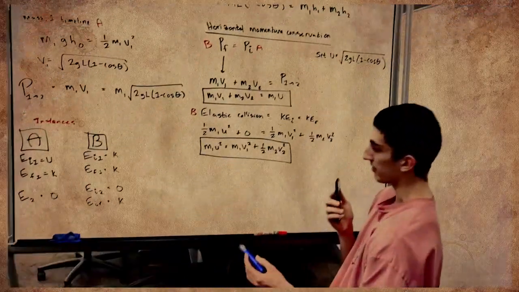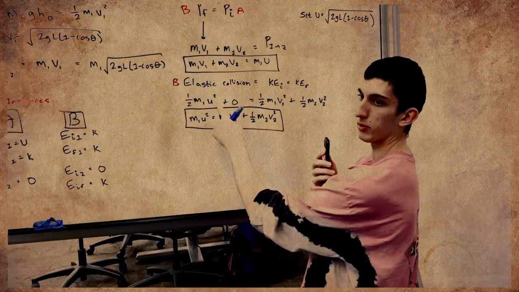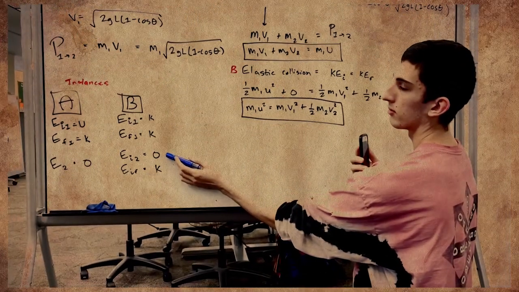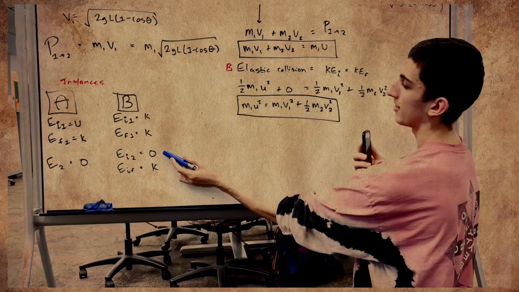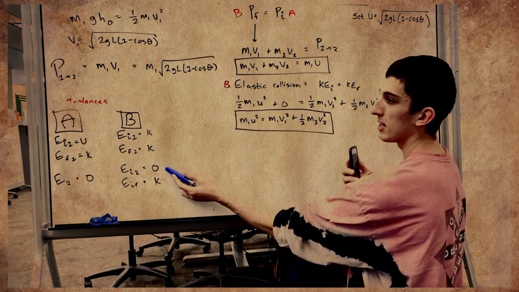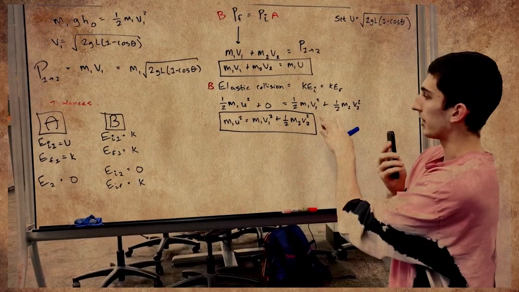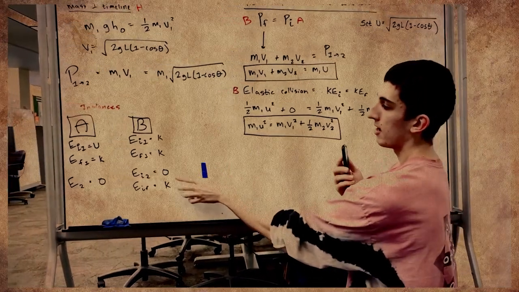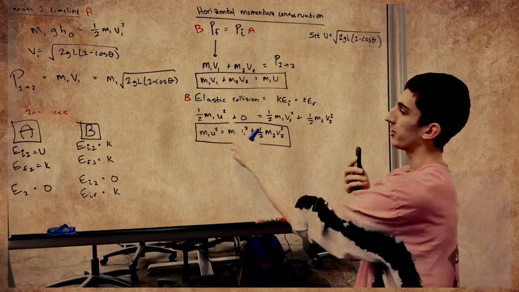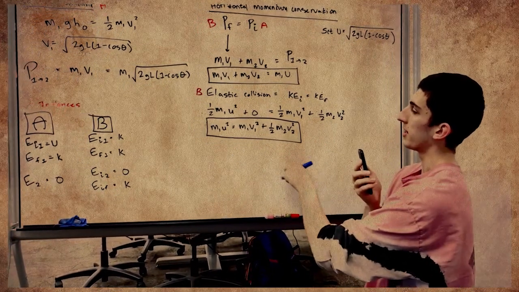So we can say that 1/2 mv squared, which we really set as u, plus 0, because the initial energy of ball 1 in instance B, or the initial energy of ball 2 in instance B is 0, is equal to both kinetic energies after, because after both balls collide, they each have some kinetic energy. So doing some simplifications here, we can cancel out a 1/2, and we have this equation right here.